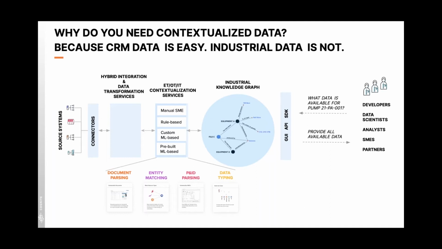And of course, this is then used to populate the industrial knowledge graph. That is essentially a labeled property graph as a data model. And then the data is made available to data consumers through both the graphical user interface of Cognite Fusion, as well as through an API and a multitude of SDKs in popular programming languages.